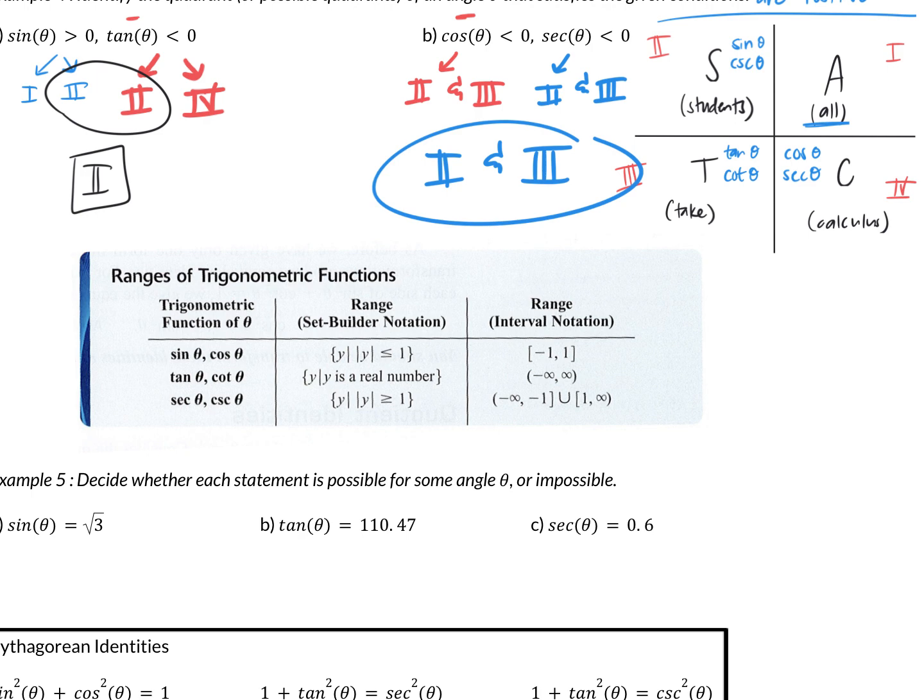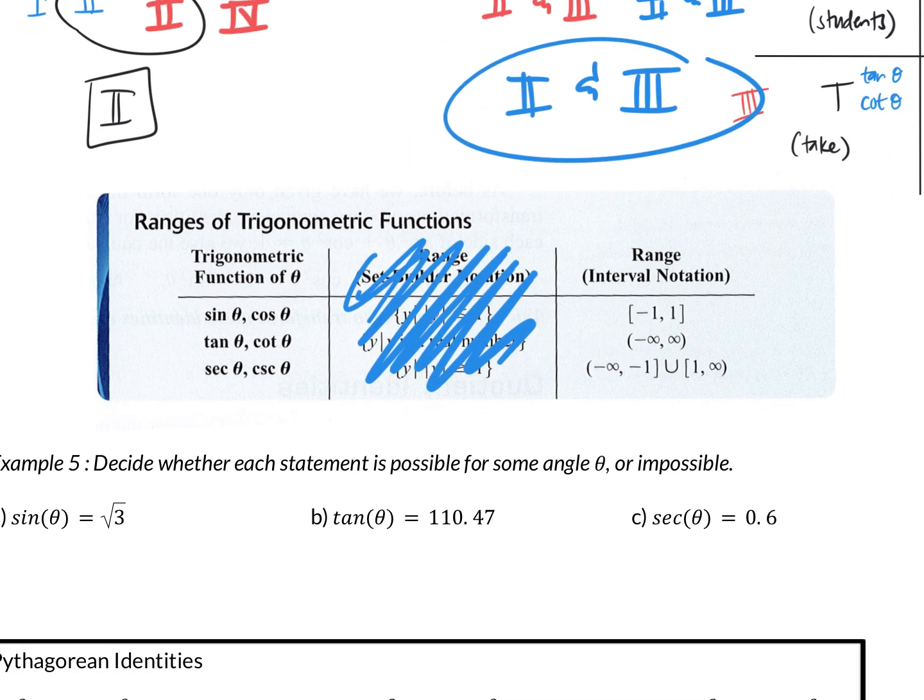Okay, this middle section here is going to make more sense when we actually graph these trig functions. But for right now, you can cross out this middle section. Basically what I want you to do is be able to read this chart and answer these questions. What it's saying is that your sine and cosine trig functions can only have values between -1 and 1. It can include -1 and it can include 1, but it has to be between those in order for it to be possible.